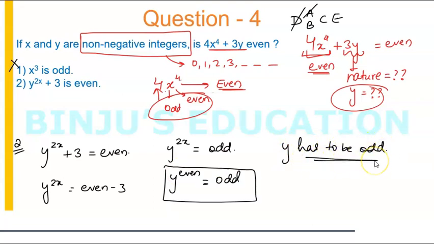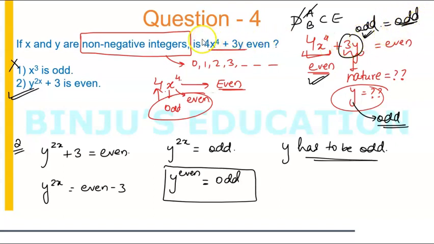Neither can y be 0, because 0 raised to any power will automatically be 0. Sorry, my bad, it will be 0. It can't be an even number because even raised to the power even will always be even. So the only possibility that I have, if I want to satisfy this, is that y has to be odd. So if y is definitely odd from statement number 2, then 3y is odd, which means 4x to the power 4, which is even, plus 3y, which is odd, the sum will automatically be odd.